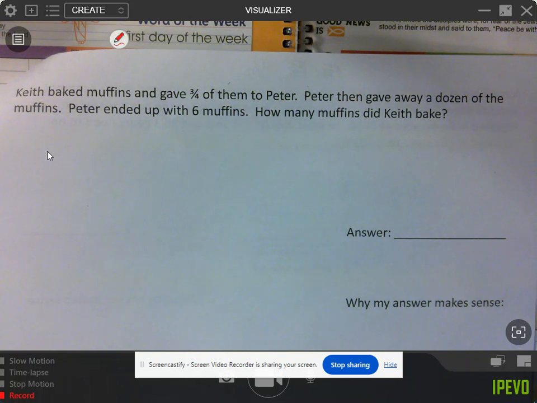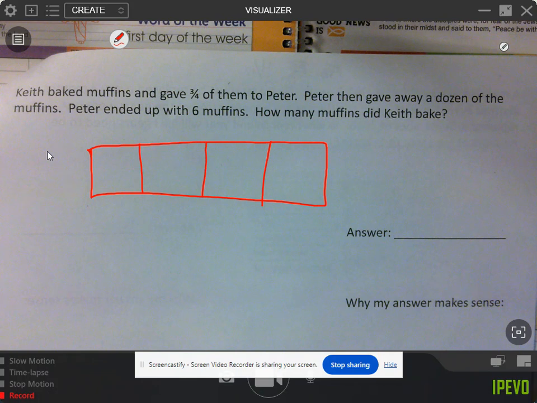I like my pictures. So I'm going to say, here's all my muffins that Keith baked. He gave 3/4 of them to Peter. How am I going to want to break up my bar, Jimena? Into 4s. He gave 3/4 of them away. Gave away.